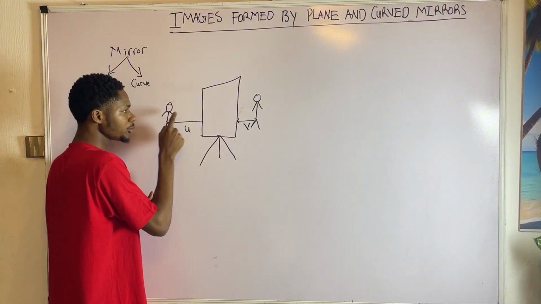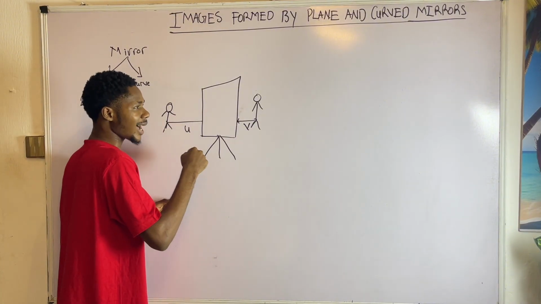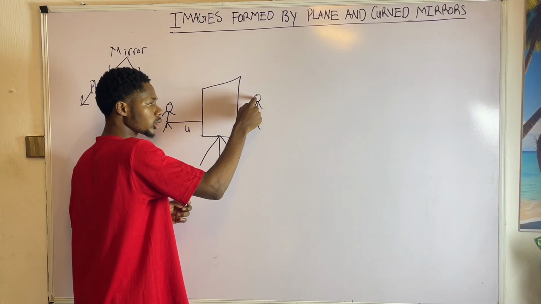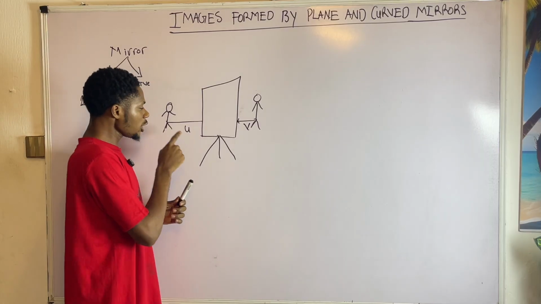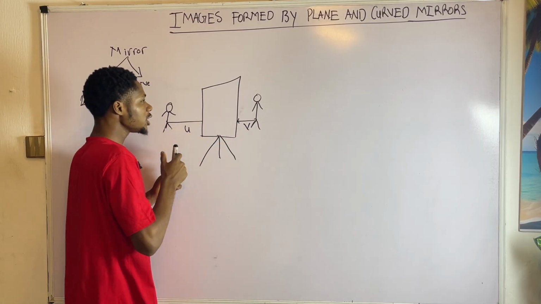Here's what I'm trying to say. From here to here, that is from you to the mirror, is the same distance as from this image to the mirror. So if from here to here is u, and from here to here is v, it means that what now?